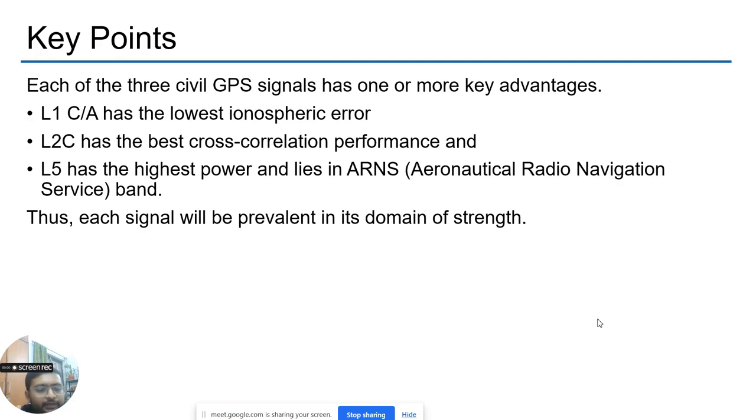So basically the key points to keep in mind from these signals, if you are appearing for any exams: L1 CA code has the lowest ionospheric errors, which we'll talk about in the error sections. L2C has the best cross correlation performance, and L5 is the newest generation of carrier waves, which has the highest power and can penetrate through stuff which L1 and L2 can't. So each signal has its unique strength, and according to that we decide which signal we should use.